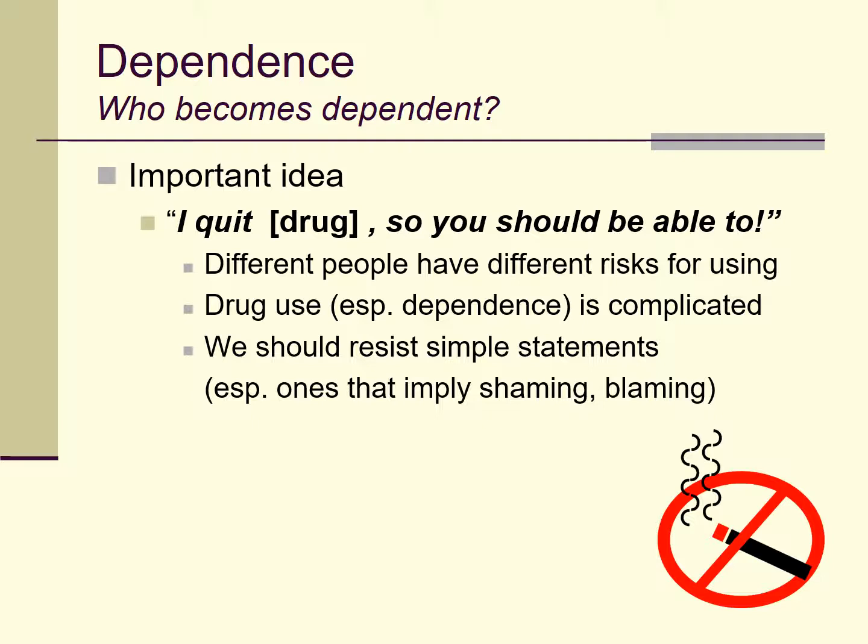I don't think that's a very nice way to be. I hope you wouldn't want to be that way anyway, but if you reflect a little bit on what we're learning about drug use and drug use behaviors and dependence to drugs, it seems pretty clear to me that different people have different risks for using, and that drug use, especially dependence, is a really complicated behavior. So we should resist simple statements like, it's easy to quit, or if you want to quit, you just have to do some simple step. And I think, just to be nice people, we should especially resist the urge to shame people who have drug problems or blame them for drug problems just because we think it's easy, because it's almost never easy. And the science backs up that point, I think, quite well.